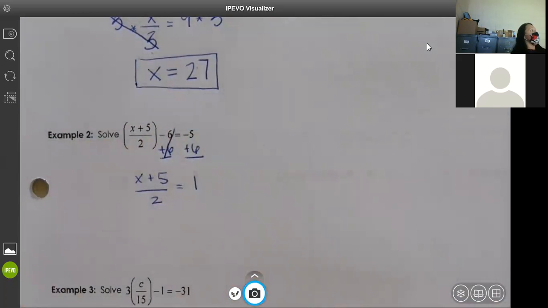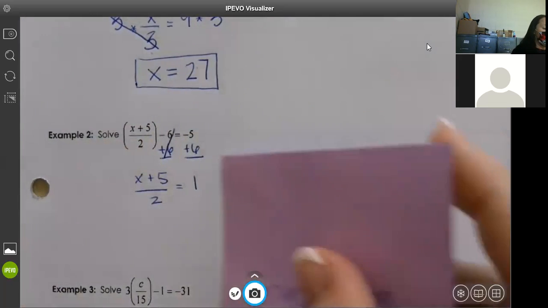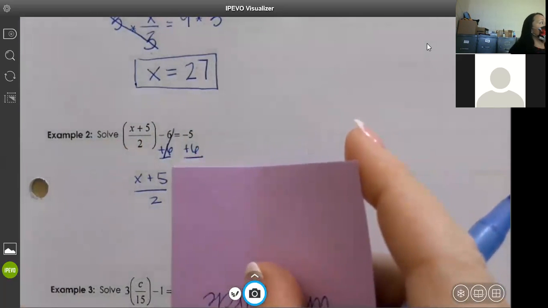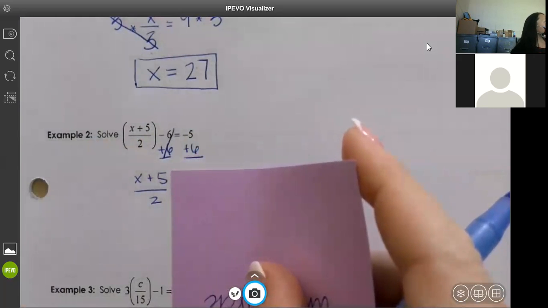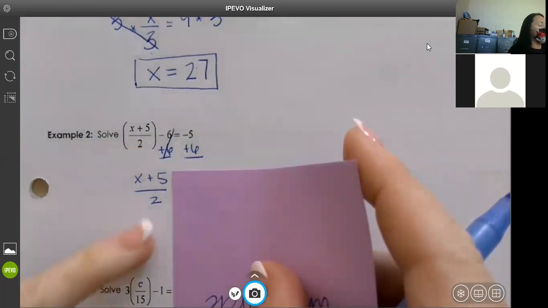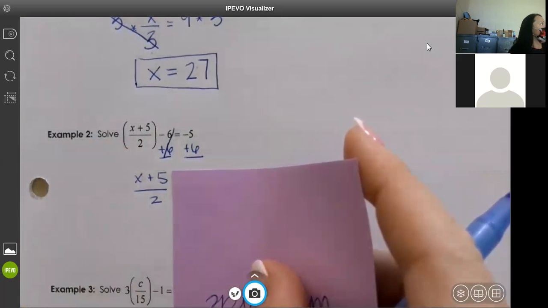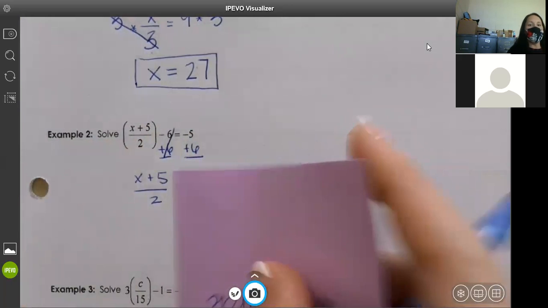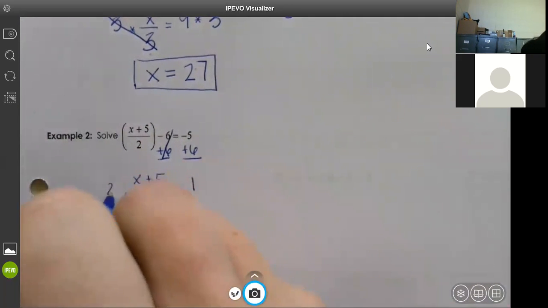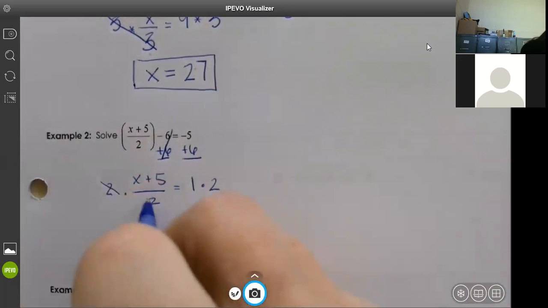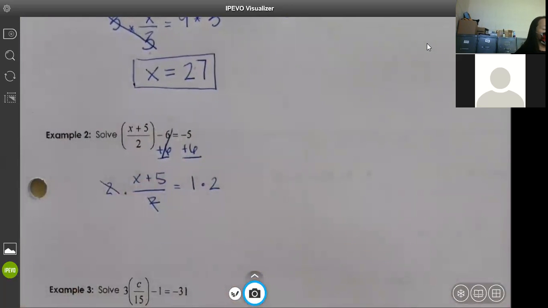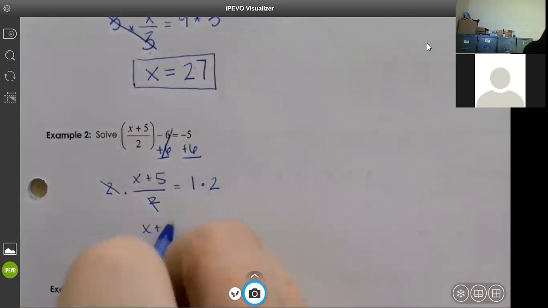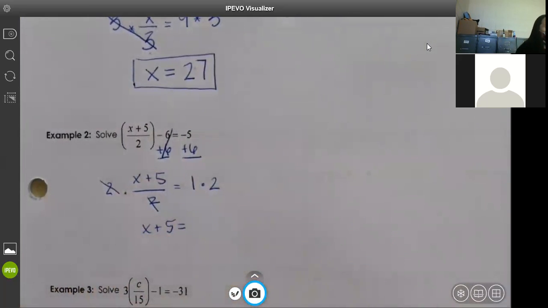Now remember with fractions, there's a top, a numerator, and a bottom, a denominator. So x is on this side. We need it by itself. What is not with the x? The 2, because it's on the bottom. It's not on the top with x. So we're dividing by 2. How do I get rid of a divide? Multiply it. What I do to one side, I do to the other, so that those will cancel out. We're left with x plus 5 equals 1 times 2, which is 2.